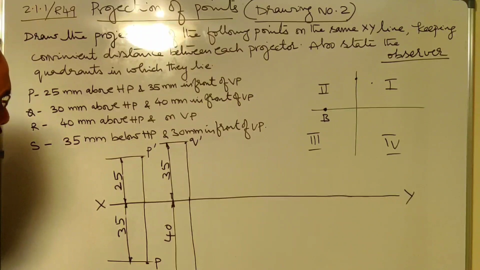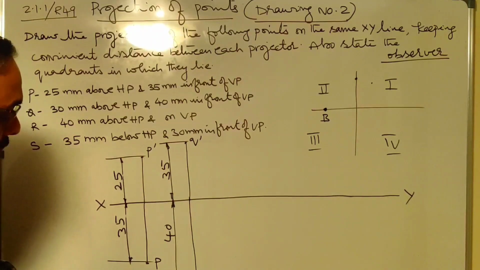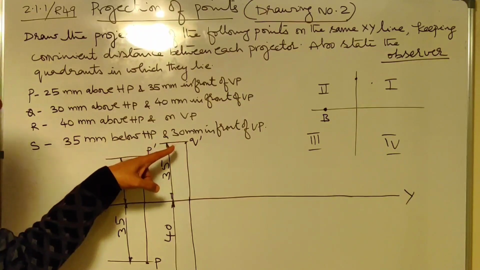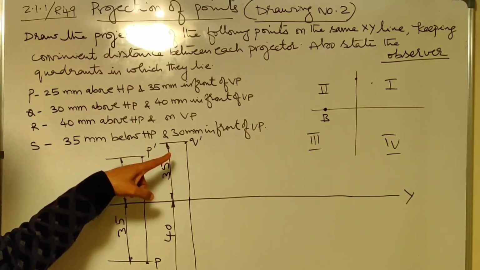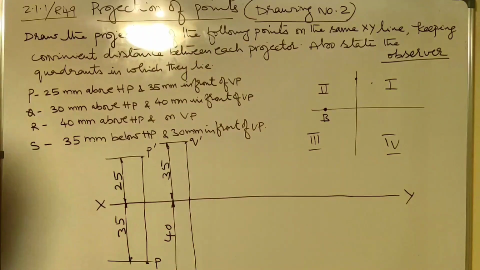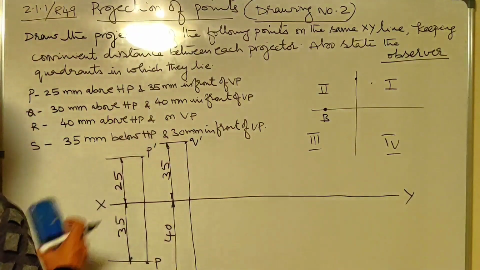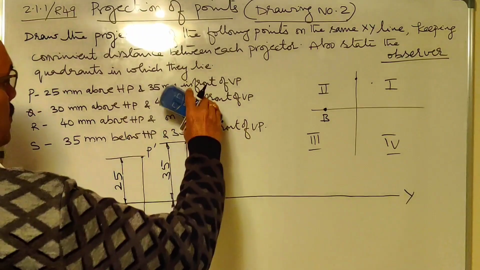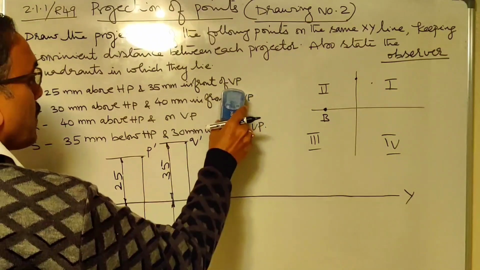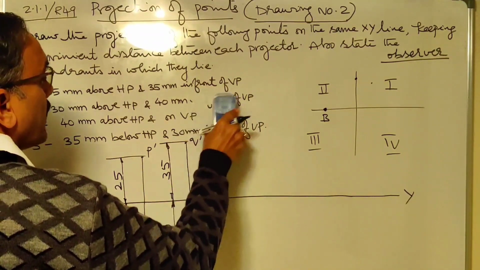Now can you imagine in which quadrant the point lies? Point Q is in front of VP and it is above HP. Yeah, it is the same thing. So it is again in the first quadrant only. I think let us slightly change this. It is not in front, I think. It should be behind. To make it second quadrant, let me change the problem to 40 mm behind VP.